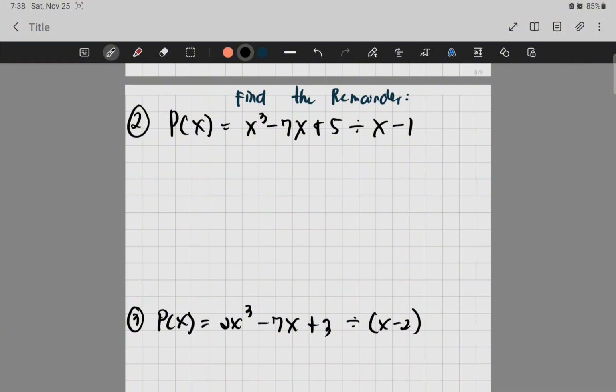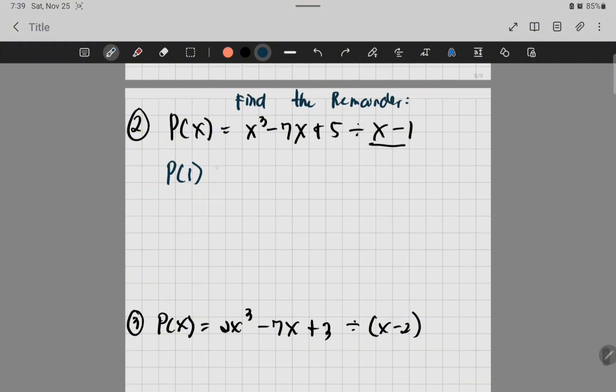Okay? So, if we have a divisor x minus 1, that will become p of 1. Just get the inverse of negative 1. Then that is what we will substitute into our expression. So that is 1 raised to 3 minus 7 times 1 plus 5.